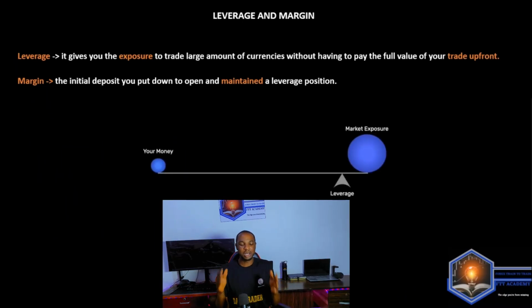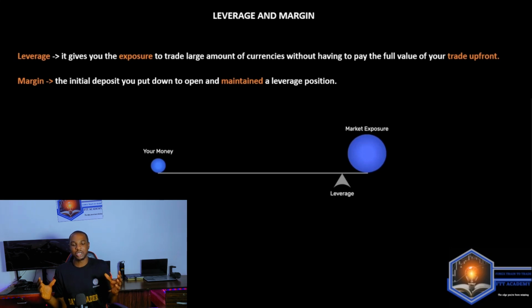So this is actually your money, and this is actually the leverage being offered to you by the broker. When the broker offers you this leverage, you are now exposed to open a big amount of contract from the market, because your money has now been multiplied and it is now bigger, though you just deposited small. That's why leverage is very, very important to you as a trader.